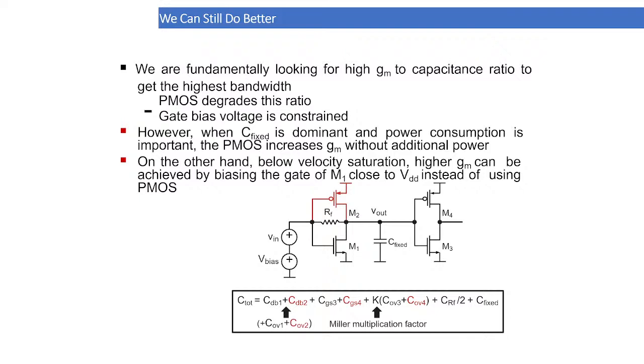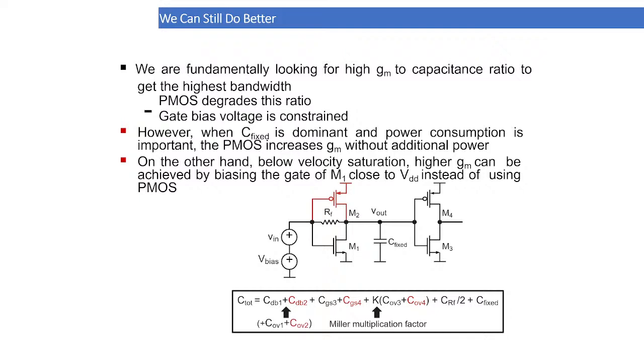So up to this point, what we have done is we have reduced the sensitivity and we have increased the bandwidth. These two things we have achieved. Now, can we do better than that? Basically, we are looking for a high GM to capacitance ratio to get the highest bandwidth. That we already know: if the GM to capacitance ratio is higher, then we get a higher bandwidth. So we have to maximize GM by C.